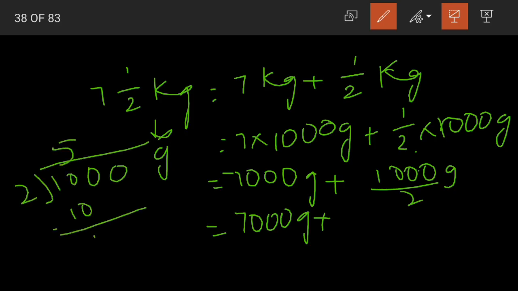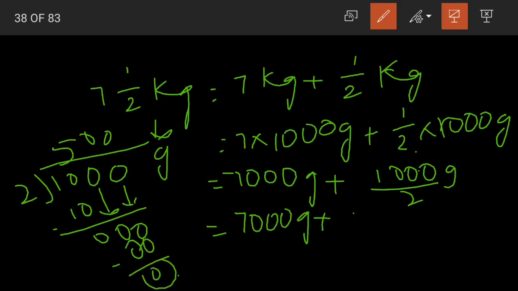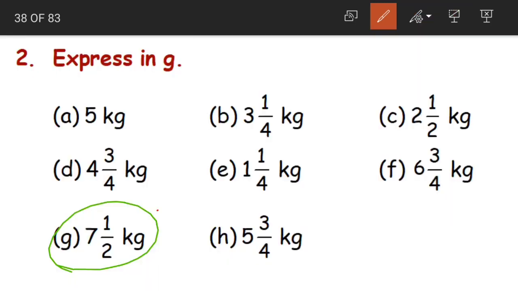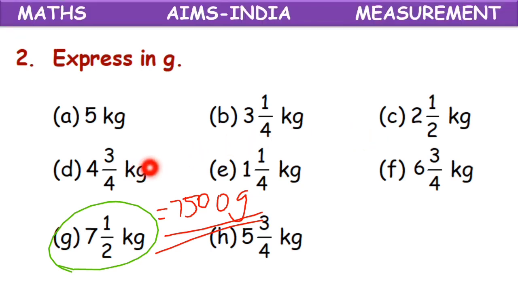2 5s are 10. When we subtract, 0 is remaining, we bring 2 zeros down. So when we subtract, again 0 will be our remainder. 500 grams. 1000 grams divided by 2 is equal to 500 grams. And when we add these two together, 7000 grams plus 500 grams is equal to 7500 grams. So the answer is 7500 grams, children.